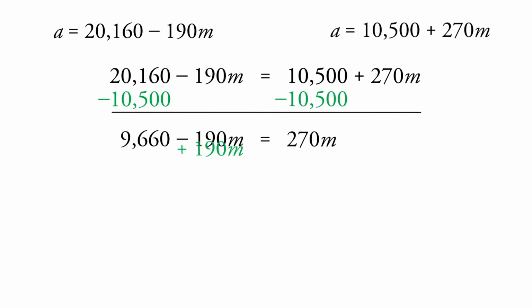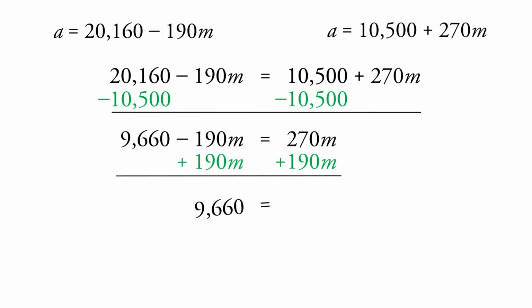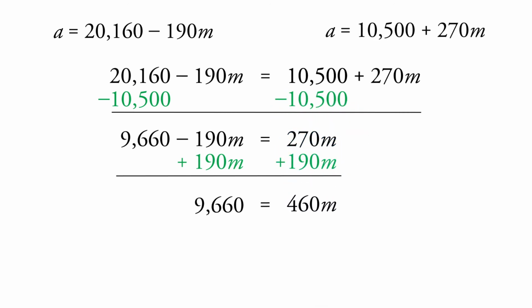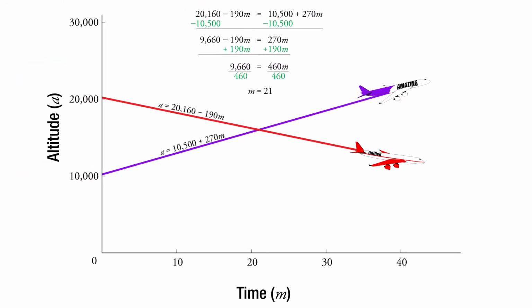Then we're going to add 190 m to both sides, and we get 9,660 feet. Actually, we can just forget about feet for now. That is equal to 460 m. Then we'll divide both sides by 460 to isolate m, and we get an m of 21. So that's our answer: the two planes, one descending, one ascending, are going to cross 21 minutes from now.